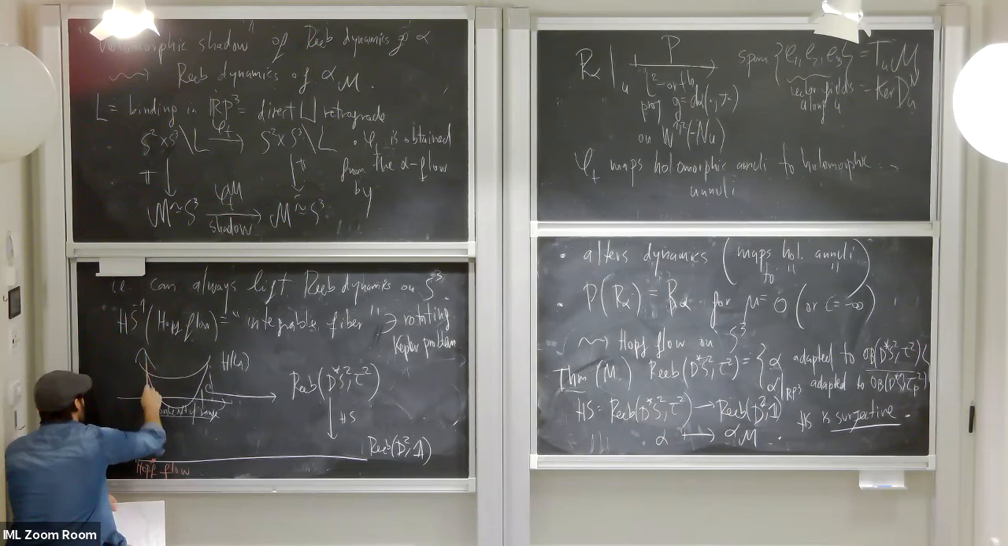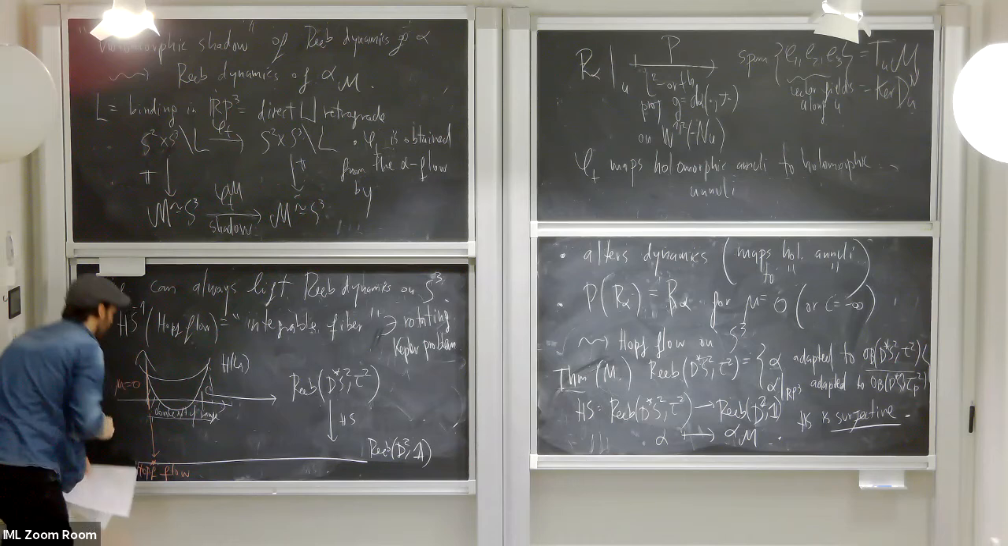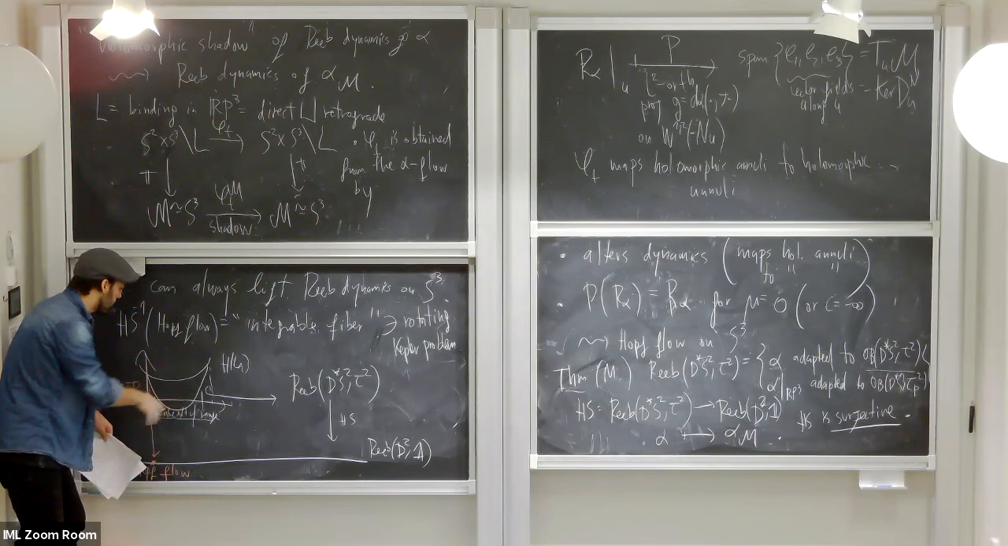And here is mu equals zero, which is a rotating Kepler problem, and this projects over to the Hopf flow. You know, and other contact forms up here giving me the Reeb dynamics for the three body problem in low energy in the convexity range give me different contact forms in S3.